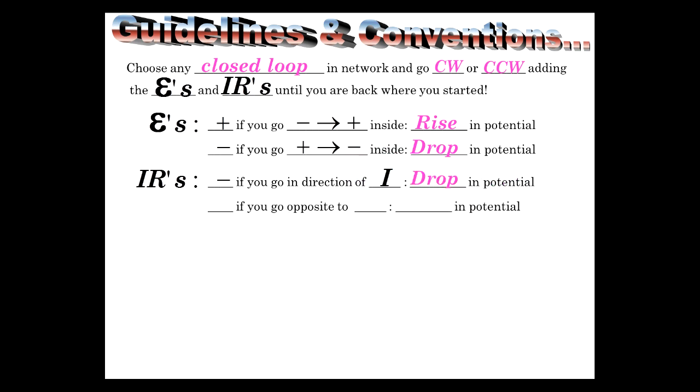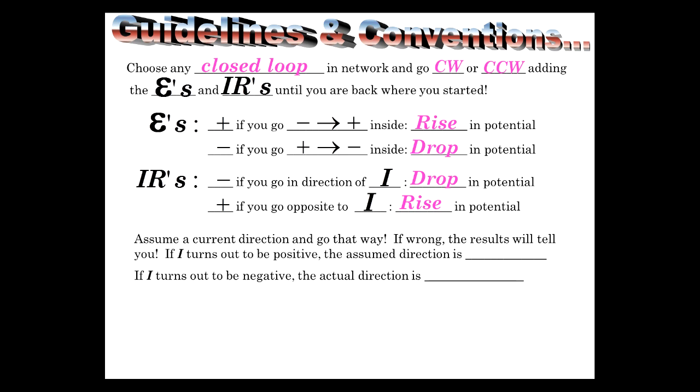So it's a drop in potential. It's a voltage drop. And plus, if you go opposite to I, if you go against I, from the front side to the back side, so to speak, from this side to the other side of the resistor, you're going to rise in potential. All right.